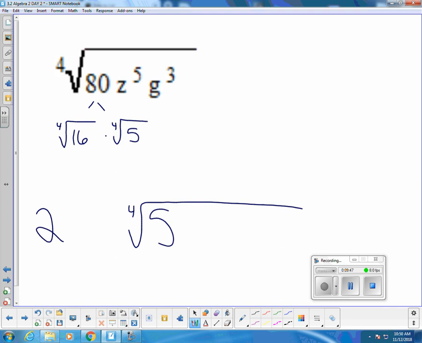All right, let's deal with our z's. To deal with our z's, we will take the exponent that z has, the 5, and do our long division. What's 5 divided by 4? 1 with a remainder of 1. So 1z gets out front, 1z stays inside.